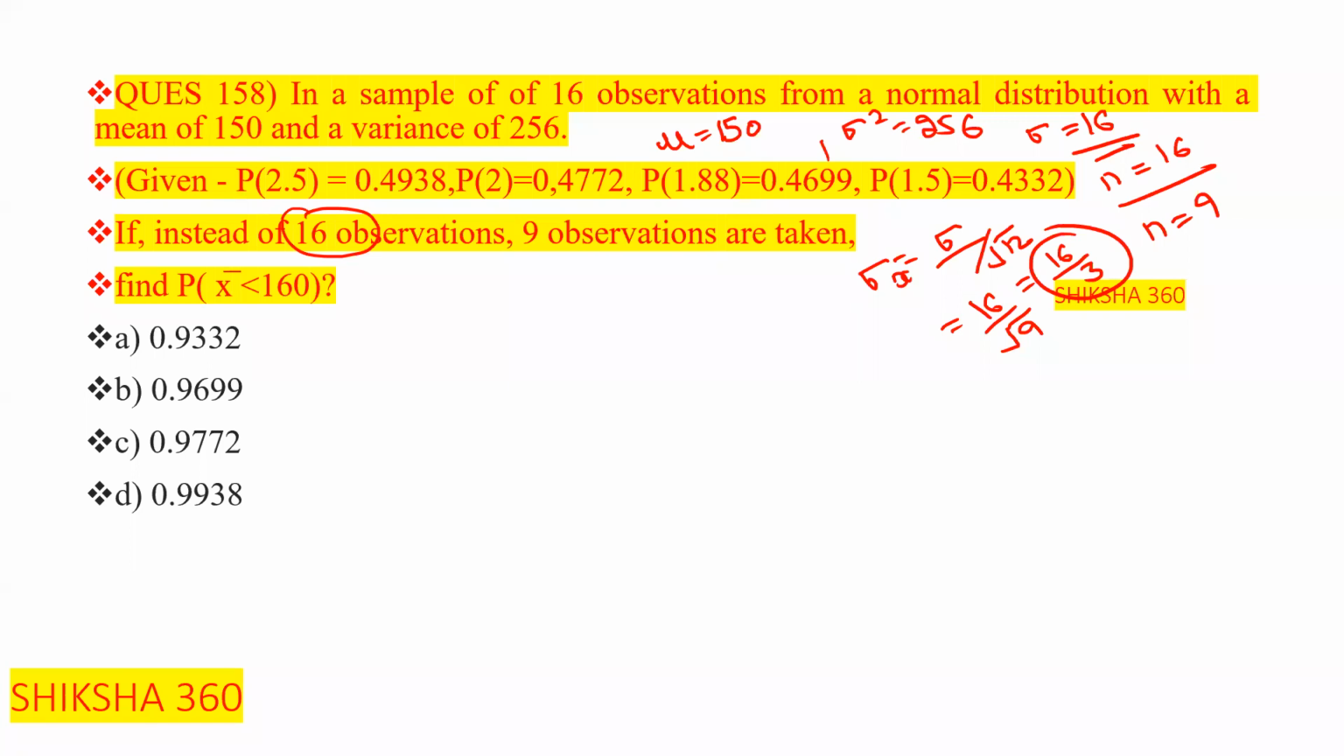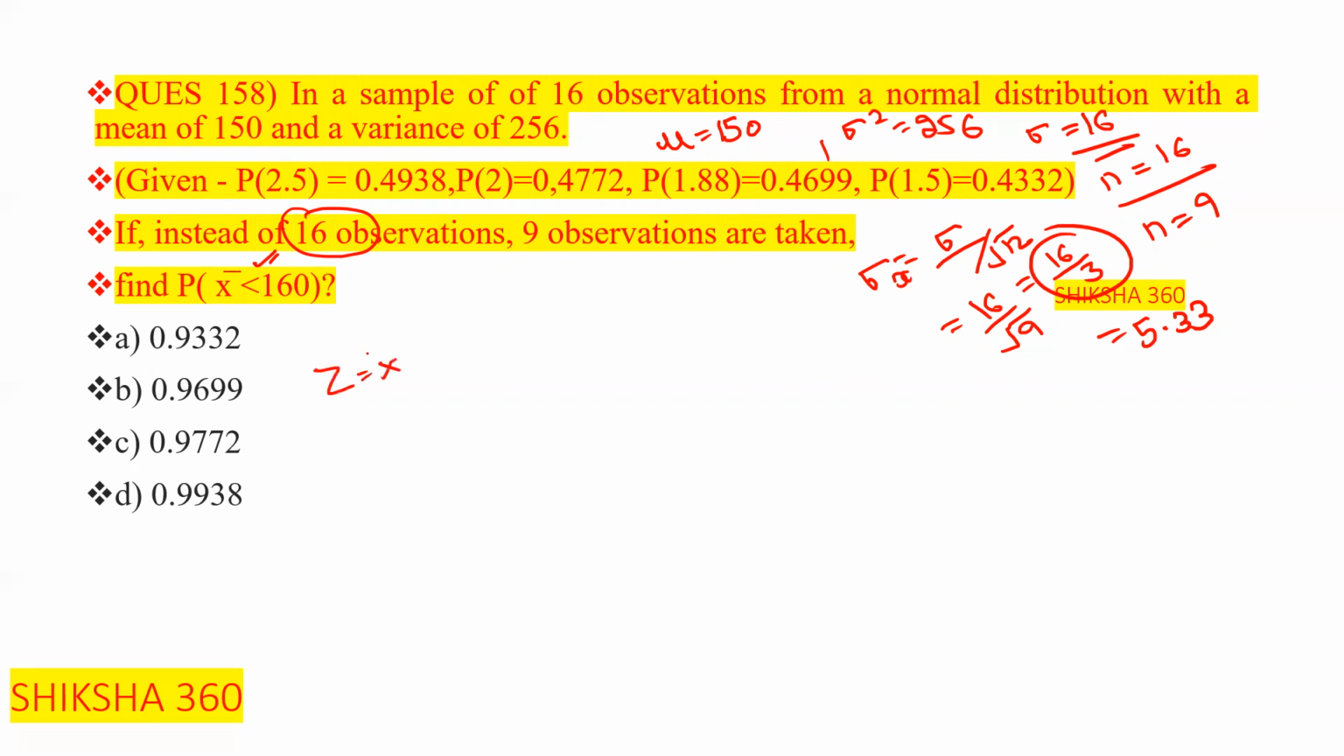When we solve this one, we will get, I think, 5.33. Please tell me fast if I am wrong at any place. Clear? So 5.33 is what we get here. Now what we have to calculate is the probability P(x bar less than 160). So let's try to solve that.